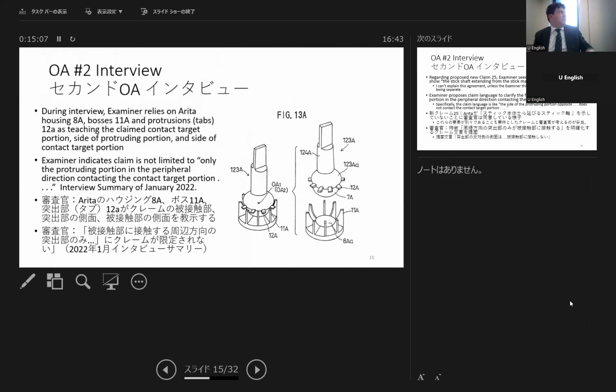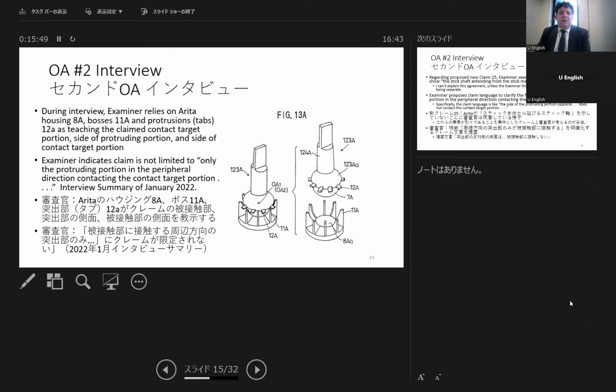And so in particular, you have this portion here on the right side that the examiner points to, to explain how that works. Specifically, the examiner relies on Arita housing 8A, bosses 11A, and protrusions or tabs 12A as teaching the claimed contact target portion, the side of the protruding portion, and the side of the contact target portion. Okay, you can see how this thing is going to move and bump into the base in the lower right corner.